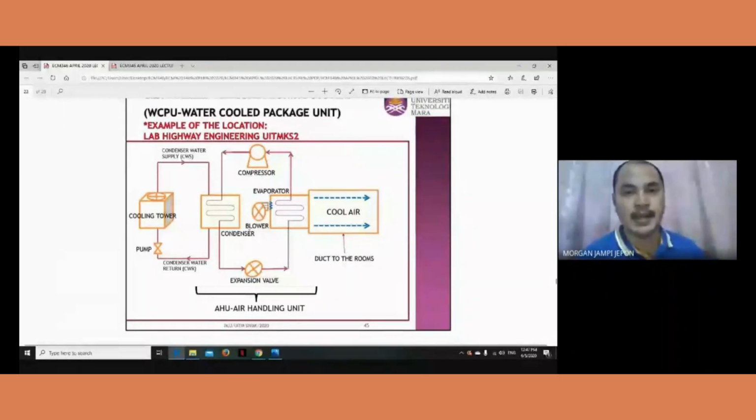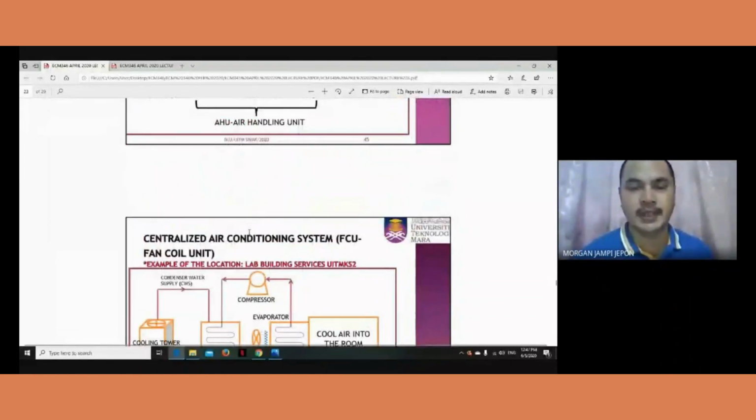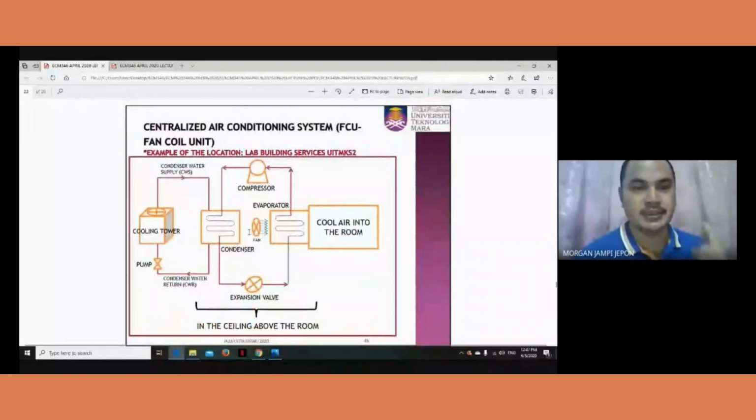Okay, another type also available at UiTM Campus 2 is called FCU, which stands for fan coil unit. Okay, so now you must know that there are 3 major types of centralized air conditioning system. First is called chiller, second WCPU, and the third one is FCU. Okay, so for FCU, an example of this is available in the building services lab, as well as in all lecture rooms in block A.